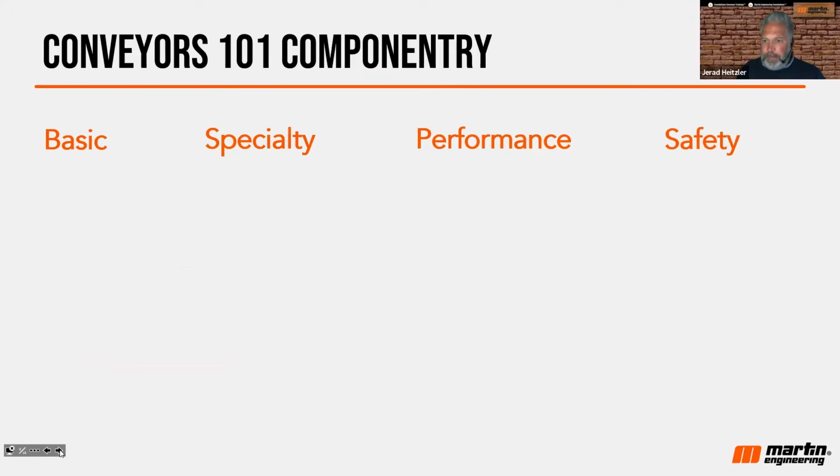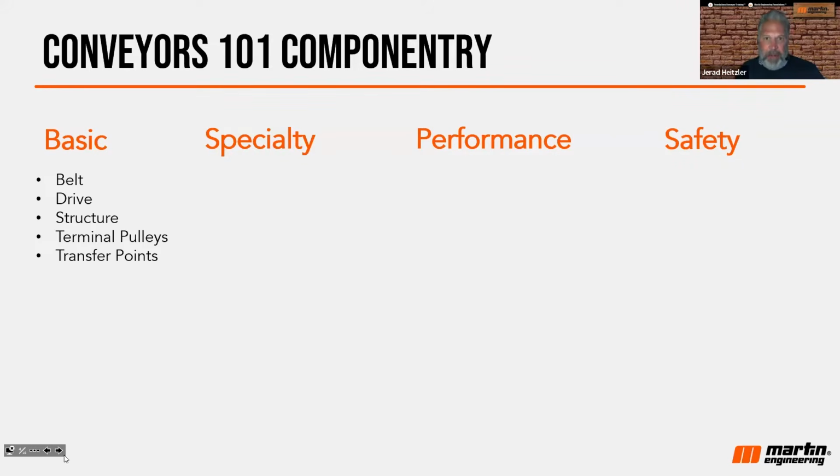All right, so let me give you some examples of each of these four types of components: basic, specialty, performance, and safety components. So those basic components, as we mentioned earlier, are found on every conveyor belt.